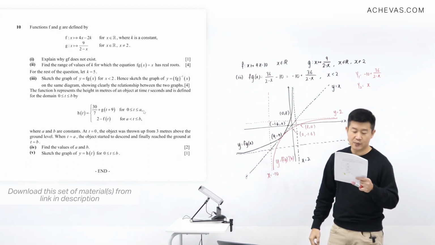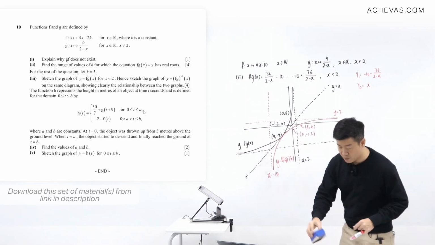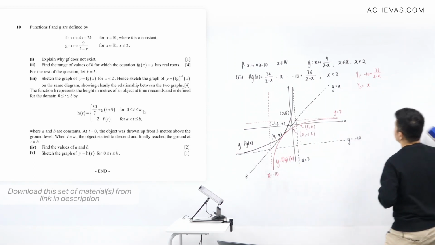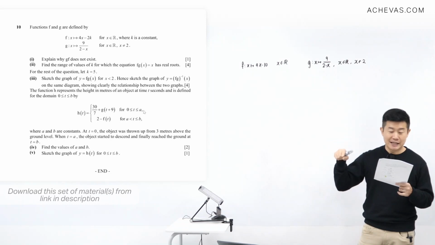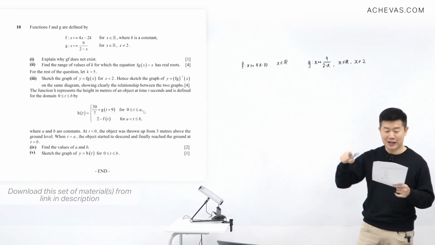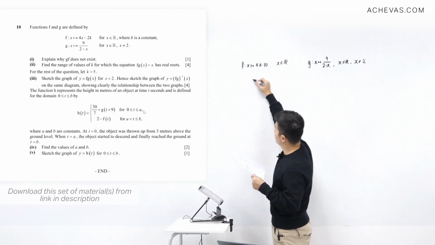It will descend all the way until when t is equal to b, which means that when t is equal to b, hb is equal to 0. We are supposed to find the value of a and b. Let me erase what I have on the board first. Okay, and based on the h that is given to us, it is actually dependent on g and t. That's g and f.